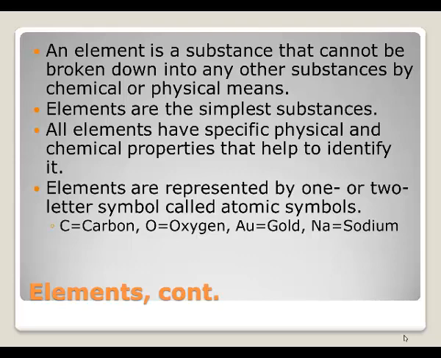Elements are represented by an atomic symbol. So the atomic symbol is the 1 or 2 letter symbol that you see on the periodic table. For example, carbon has a symbol that is represented by the letter C. Oxygen is represented by O. Gold is represented by Au. Sodium is represented by Na. So it's important for us to realize that the first 2 letters of an element's symbol don't necessarily line up with the first 2 letters of its name. Those atomic symbols are not necessarily related to the English spelling of that element.